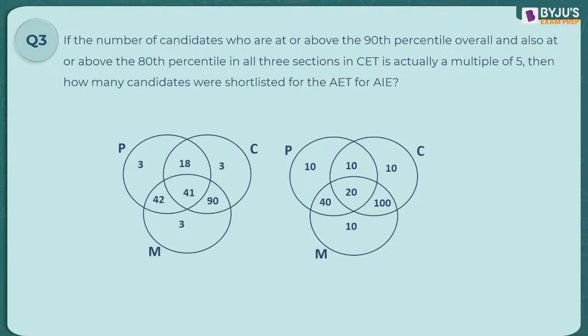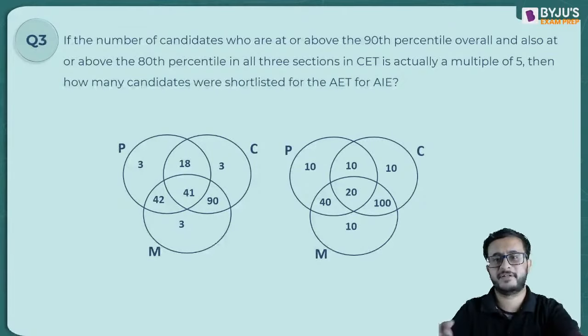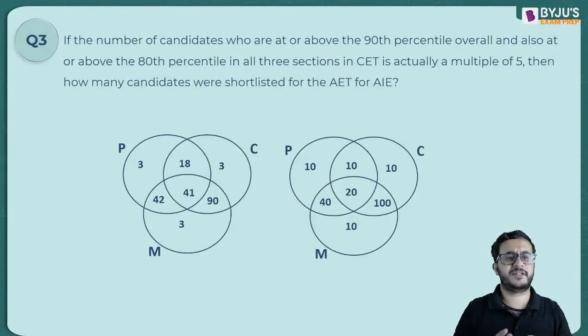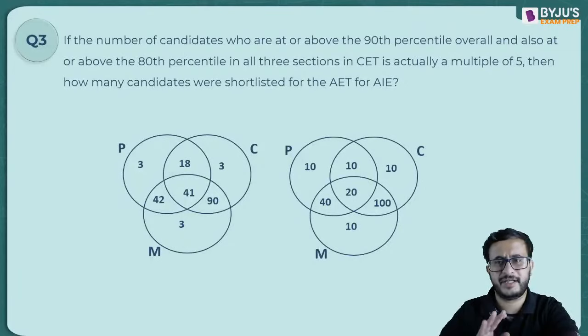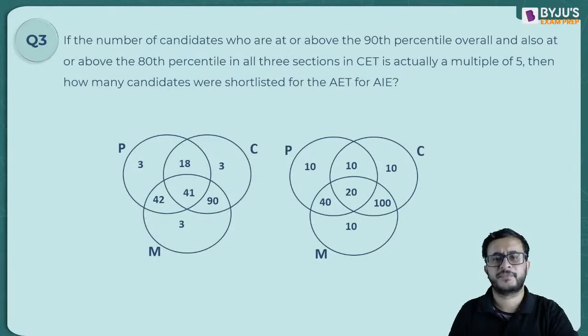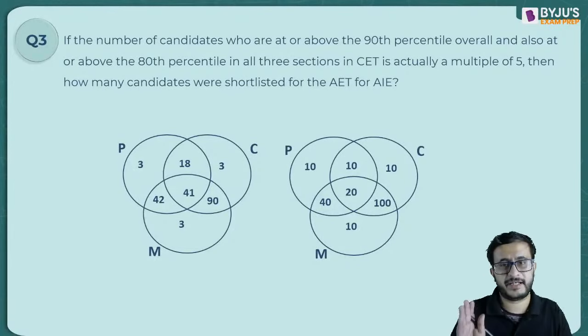So what is the criteria for AET? The criteria for AET here is that you should have qualified. So see, in this question, the confusing thing is 80 percentile, 90 percentile, right? So just treat it like every one of them has 90 percentile. So you do not have to worry about 90 percentile. You have to think about who was above 80 percentile in two sections.